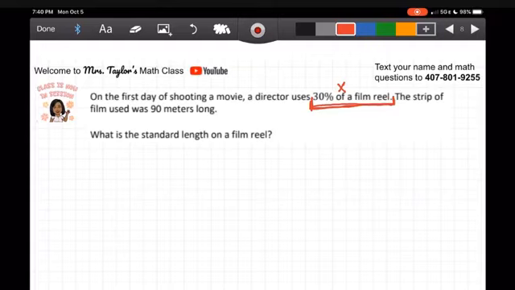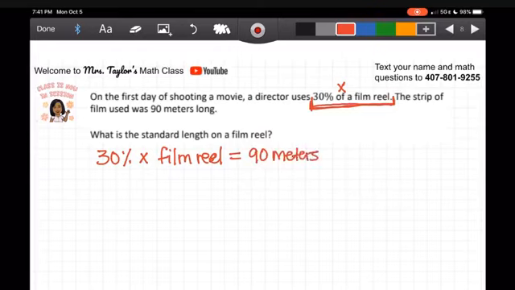So I need to translate it like this. I'm going to take my 30% and I'm going to multiply that, and let's say times the film reel. And then I know that 30% of that is equal to 90 meters. Okay? So let's define a variable. So we'll say the film reel is equal to, let's just say R.